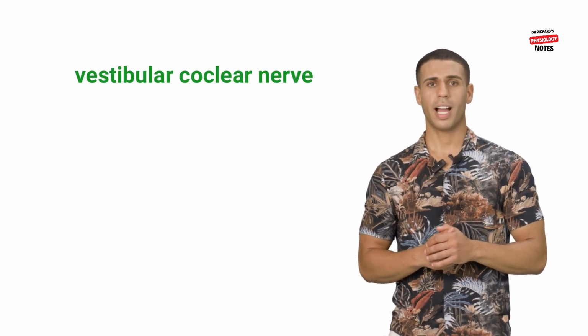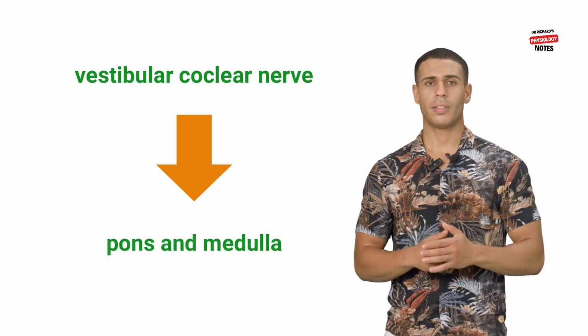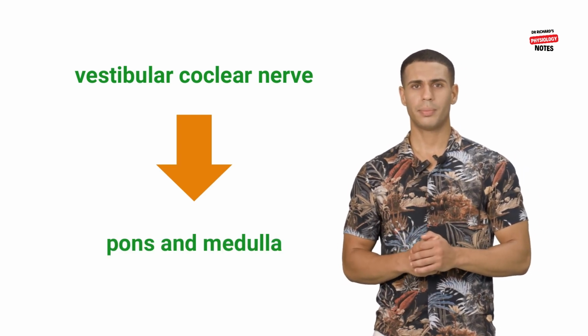Information from the vestibular apparatus projects to a wide range of structures in the brain. The information enters the brain via the vestibulocochlear nerve, where it synapses at vestibular nuclei in the pons, and medulla. From here, information travels to a number of other regions to stimulate reflexes and develop conscious awareness of position and movement.